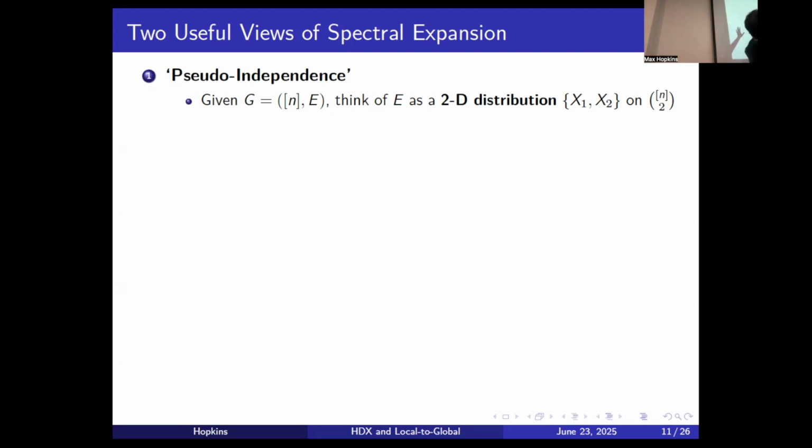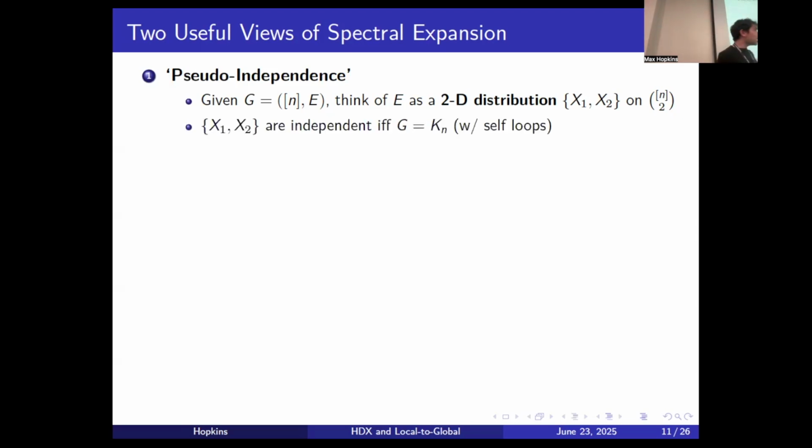Let's say we're given a graph G on, I'm just always going to have the vertex set be the numbers 1 through n throughout the rest of this talk. So I'll always use n and some edge set E. We can think of this edge set E as a two-dimensional distribution, x1, x2, supported on pairs, n choose 2. How? I'm just drawing a random edge, and that's giving me a draw from x1, x2. It's a random pair coming from this graph.